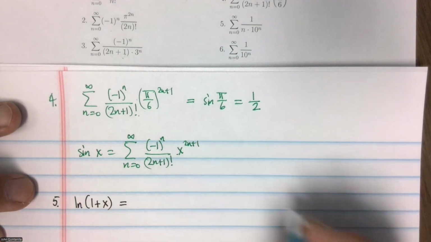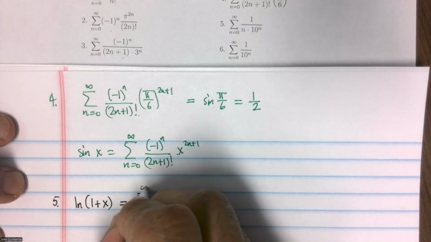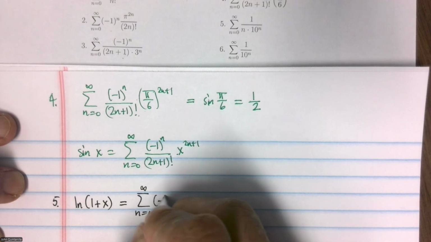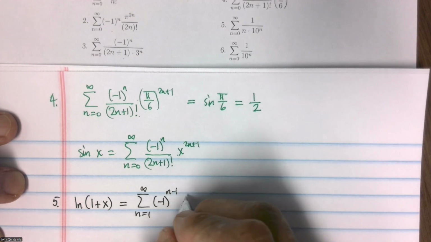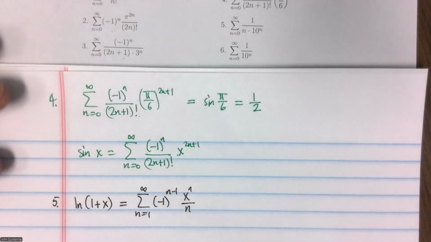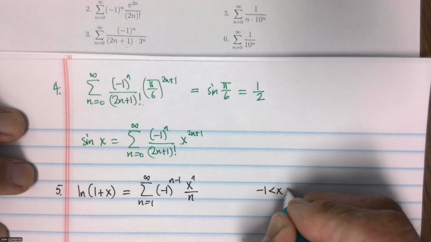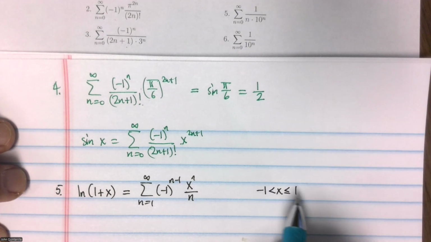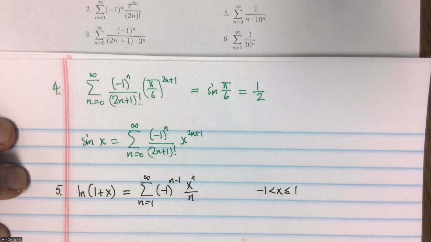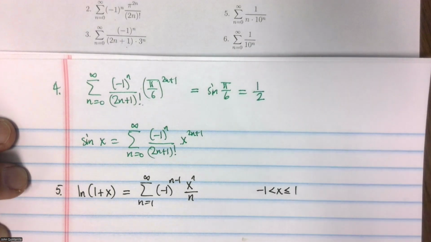And this is equal to summation n equals 1 to infinity of negative 1 to the n minus 1 times x to the n over n. And this works as long as x is between negative 1 and plus 1. And it actually does converge if x is equal to plus 1. Okay, now we want to make this fit the pattern that I see here.